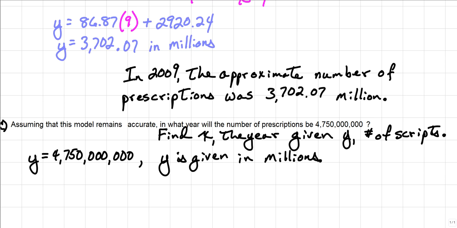And since y is given in millions, what I'm going to do is move the decimal place from right here. I'm going to move it 6 places to the left, because 1 million contains 6 zeros. So that means that this value right here can be written as 4,750 million prescriptions.